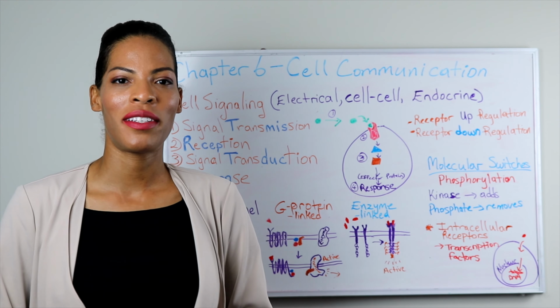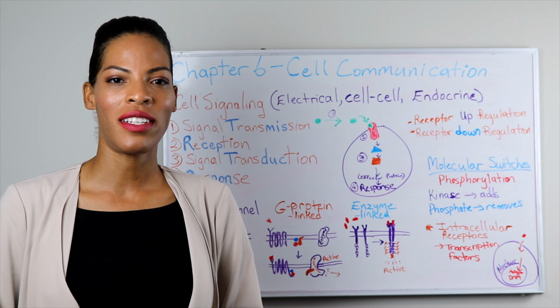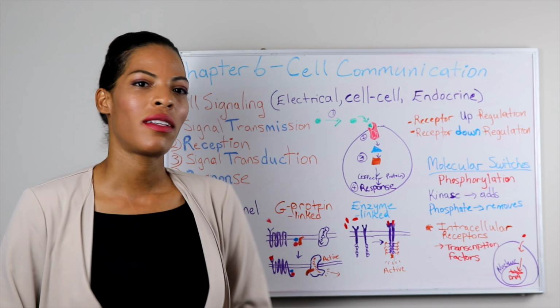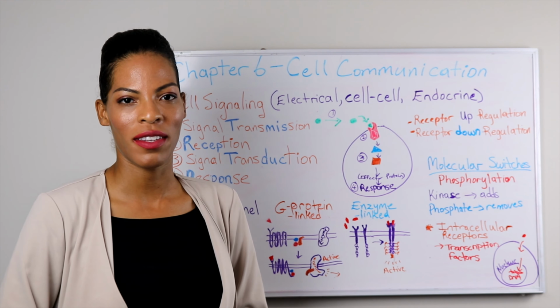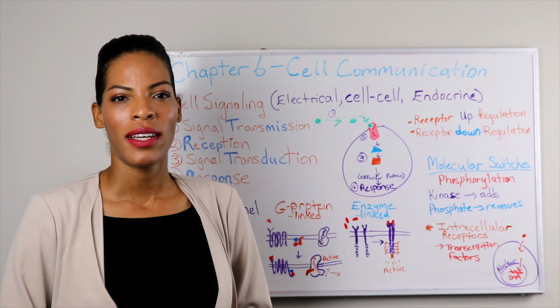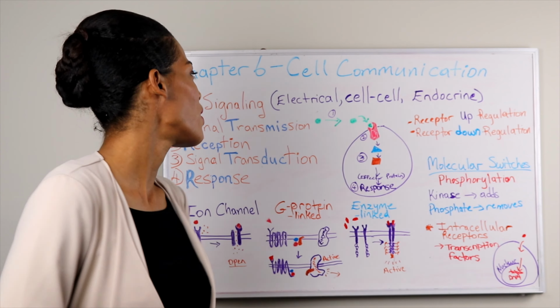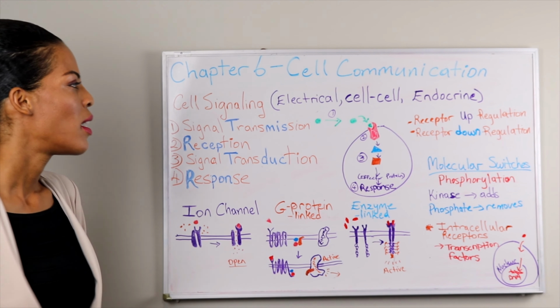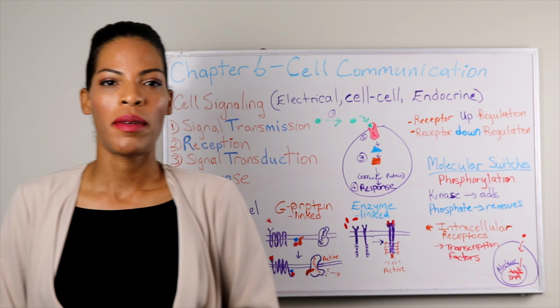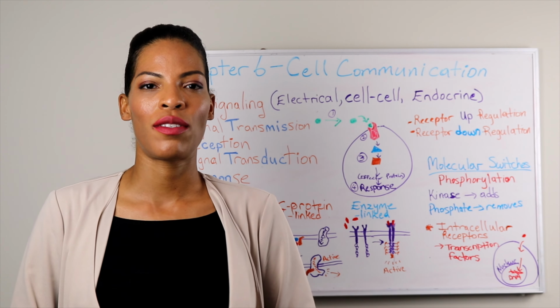Hi, this is the chapter on cell communication, and in this chapter we're going to talk about how cells talk to each other. So what are the different ways that cells send signals in order to communicate? There are a couple different types of things I want you to know about signaling. There are many different types of signals that cells receive.